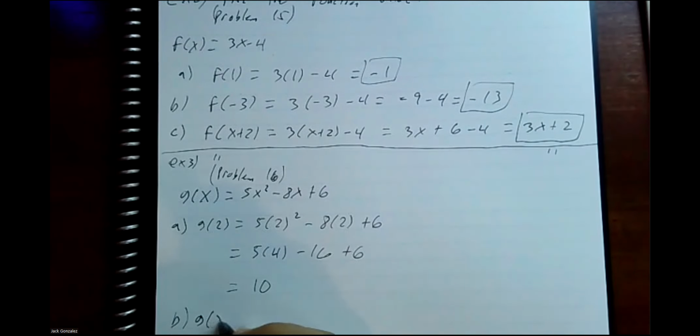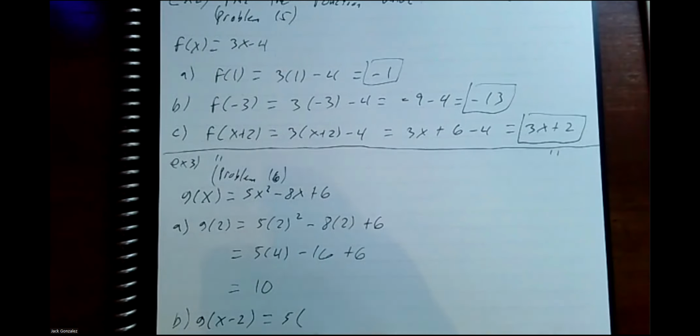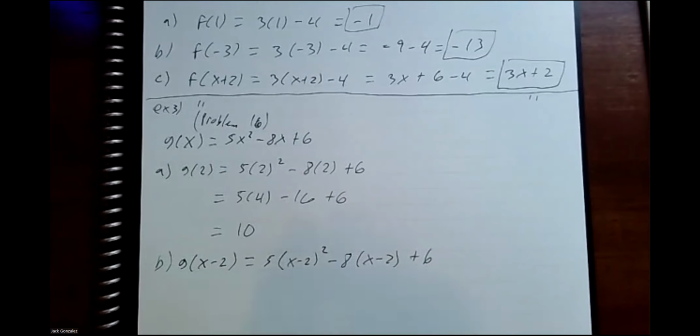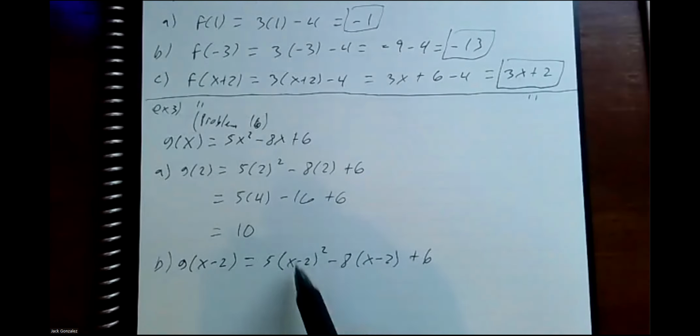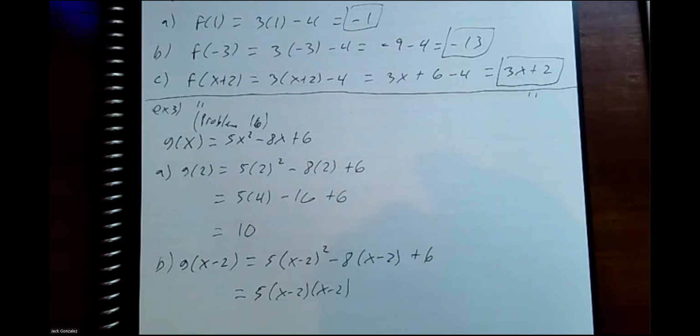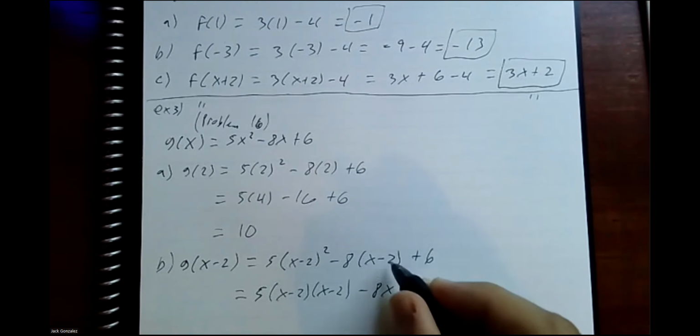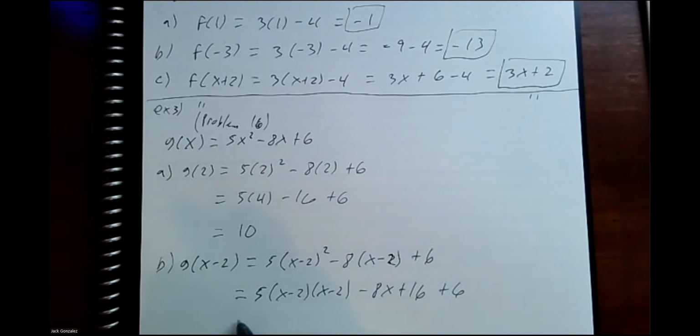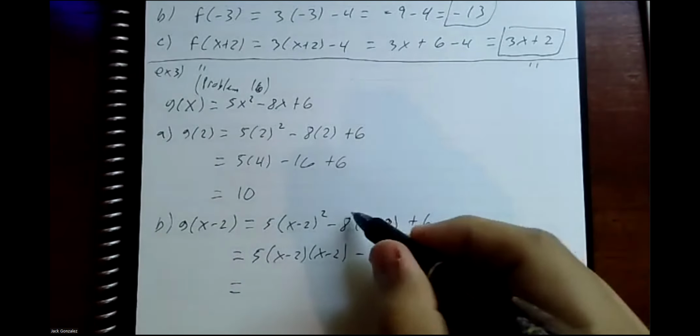This one, though, is a little weird. We're going to have to FOIL this out. So 5 times (x minus 2) squared, minus 8 times (x minus 2), plus 6. So this will have to be multiplied correctly. So this is technically 2 of these, right? Distribute the 8, that'll be 8x plus 16 plus 6. Right, that's just this distribution here.